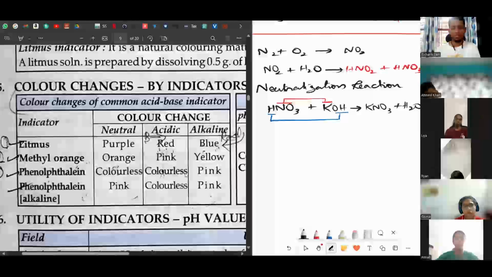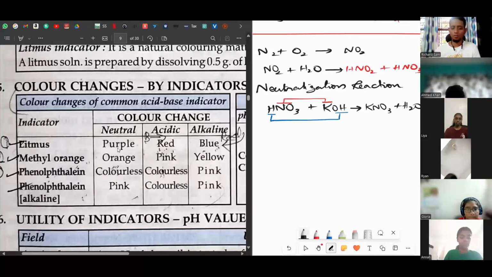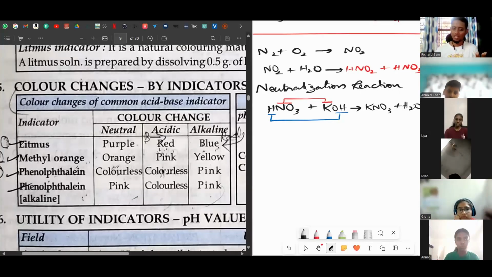Okay, here there's a table of all the colors. Litmus in neutral is purple. Acidic is red. Alkaline is blue. Methyl orange: neutral is orange, acidic is pink, alkaline is yellow. Phenolphthalein, you get both. You get colorless phenolphthalein and pink phenolphthalein. So colorless will remain colorless in acid and pink in alkaline. If you buy pink phenolphthalein, then it becomes colorless in acidic and pink in alkaline. Same colors.